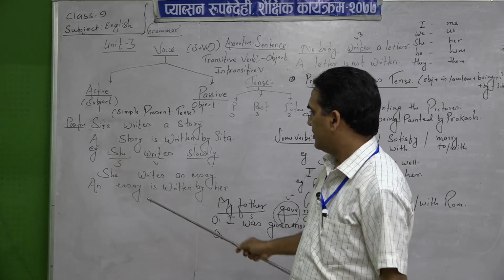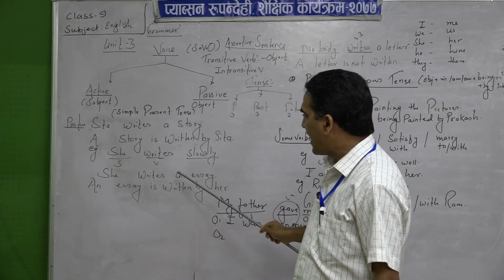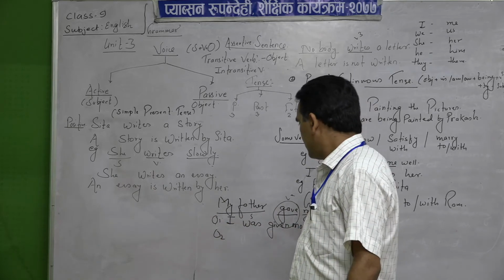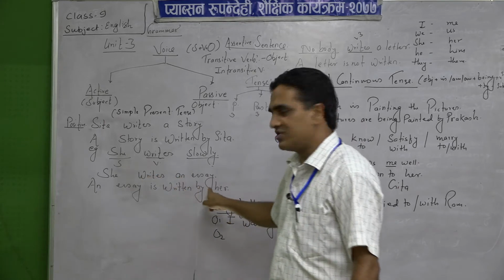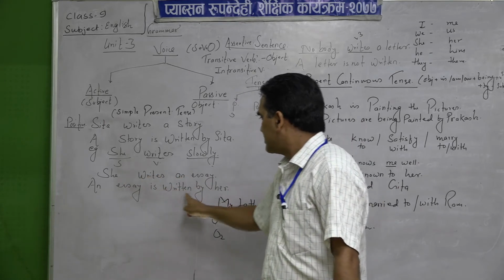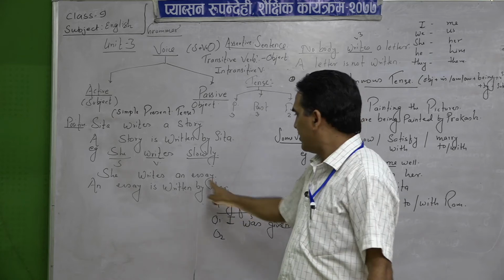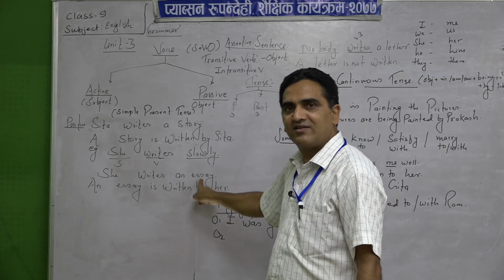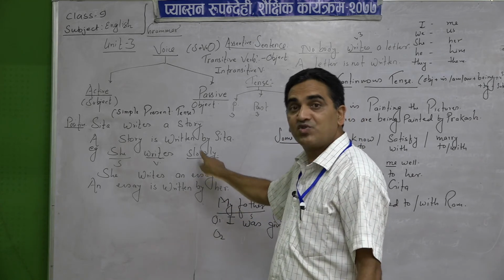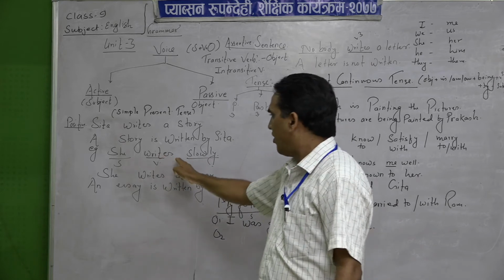All right. Just like you see next, she writes an essay. This sentence can be changed into passive: an essay is written by her. Now here the object is an essay. That's why it is changed. The earlier one is not changed because there is no object after the verb.